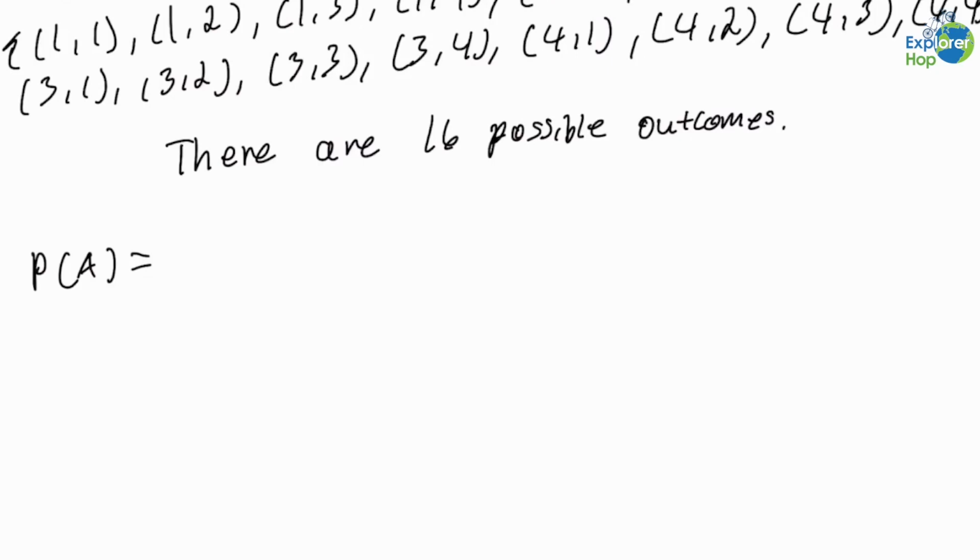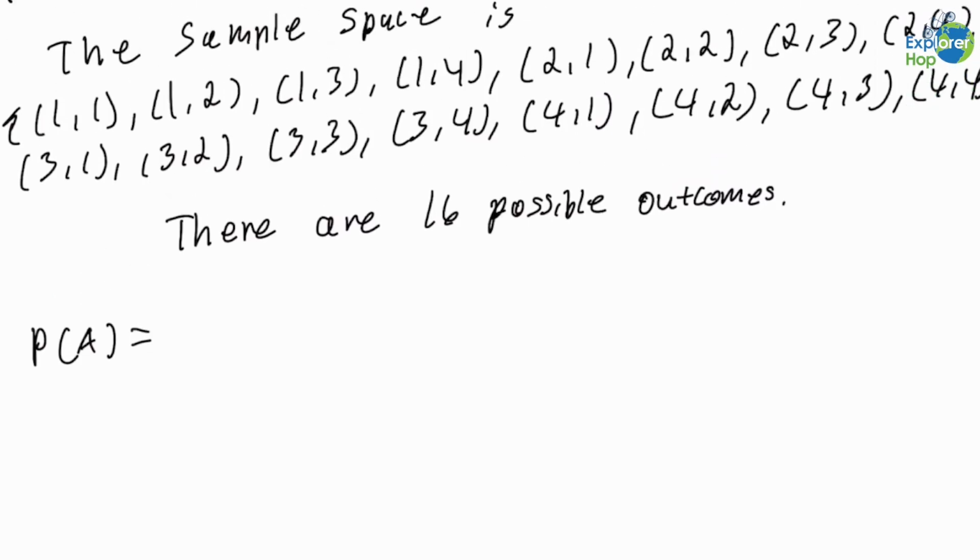So we can see from the sample space that the first roll is a 2 over here, over here, over here, and over here. So that gives us 4 outcomes where we have a 2 as the first roll. So therefore the probability of event A is equal to 4 over the total number of possible outcomes, which is 16. And this is equal to 1/4.